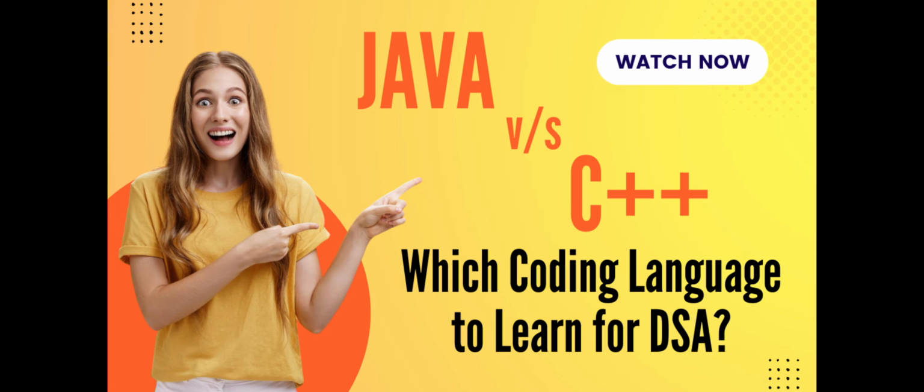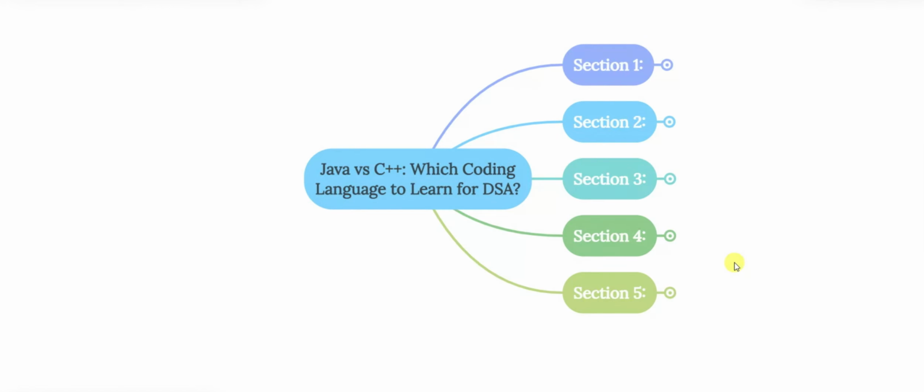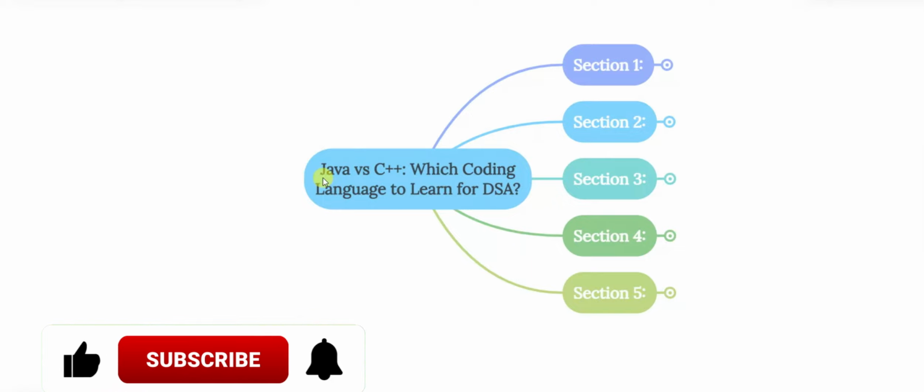Today, we're diving into one of the biggest coding debates, Java versus C++. Whether you're gearing up for coding interviews, mastering data structures and algorithms, or aiming for competitive programming, you're probably wondering which language is the best for DSA. Java versus C++. Which coding language to learn for data structures and algorithms, DSA?